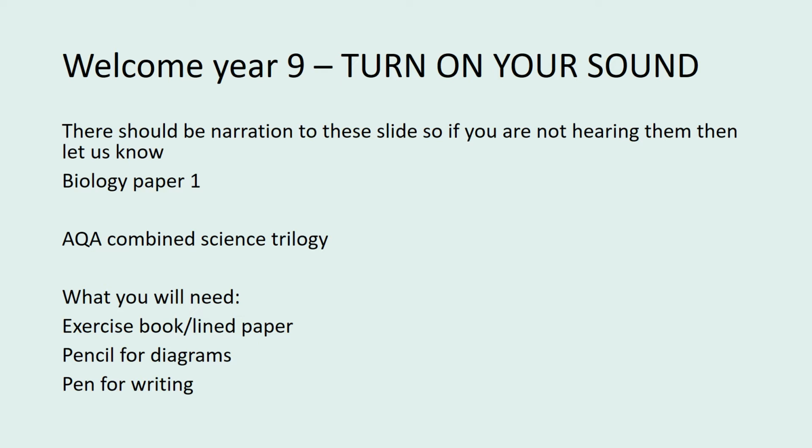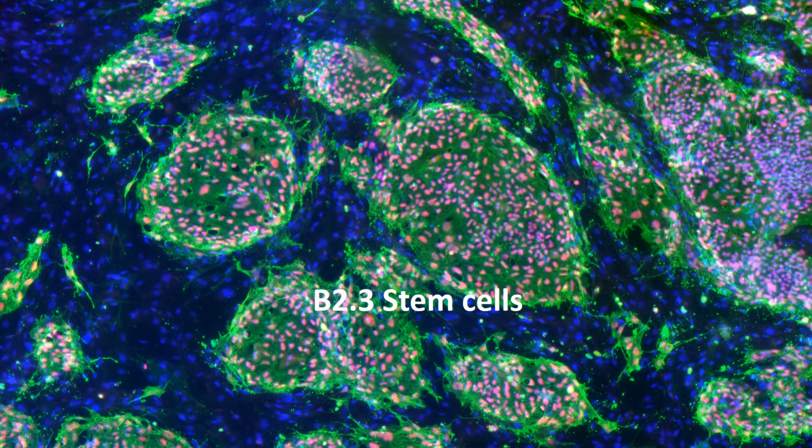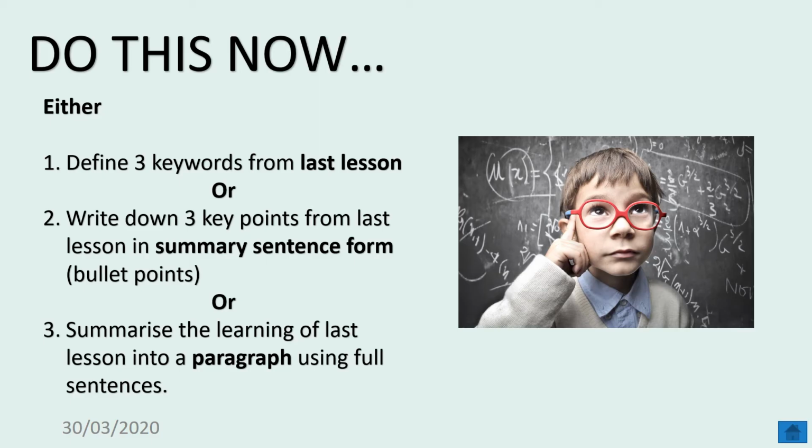So we're still on our biology paper 1, we're still on AQA Combined Science, the trilogy, and there's some of the usual equipment that you should have around you just in case you need it. So, as said, today we're going to be looking at stem cells.